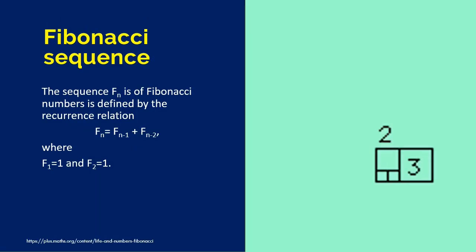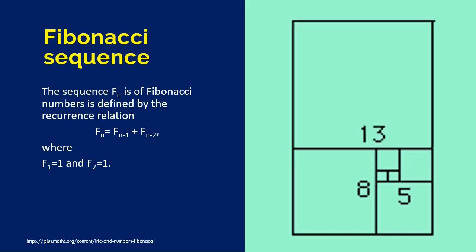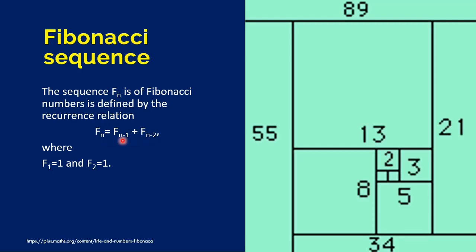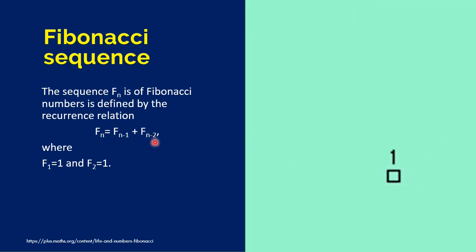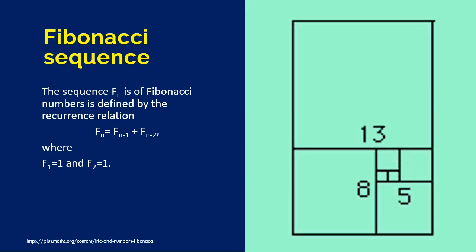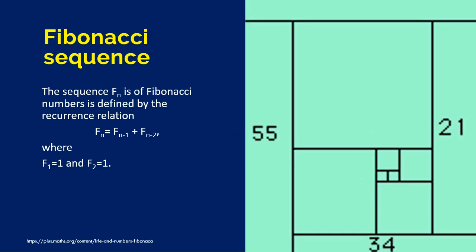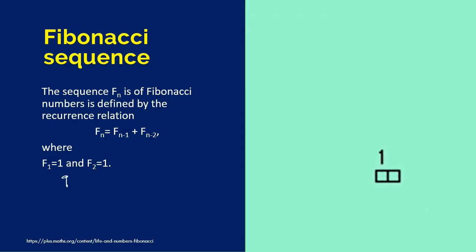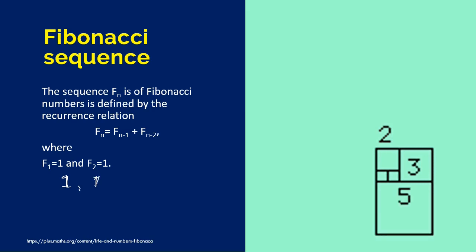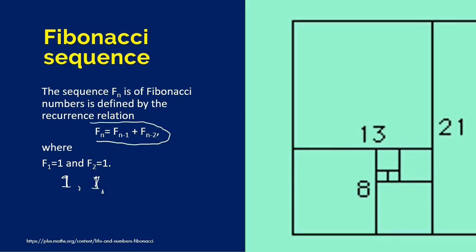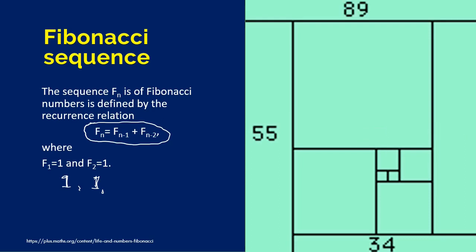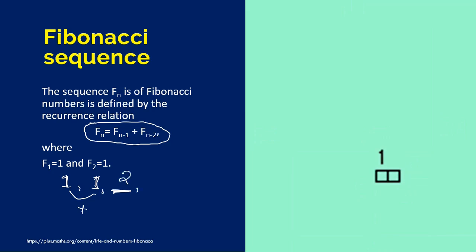Okay, so take note that the Fibonacci sequence is defined mathematically by this recurrence relation. What is the meaning of this? F sub n equals F sub n minus 1 plus F sub n minus 2, where F1 equals 1 and F2 equals 1. So what this is just saying is that we're just expressing our Fibonacci sequence. F1, this is the first term, F2 is 1, right? This formula here says that the next term is just the sum of the two terms before it. So that's why you have 2, okay?